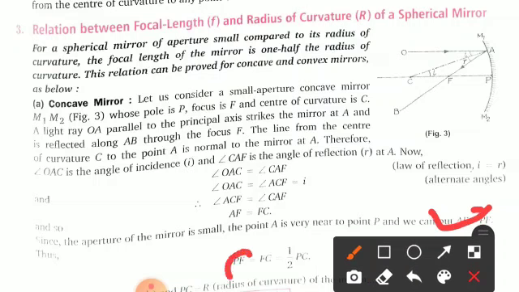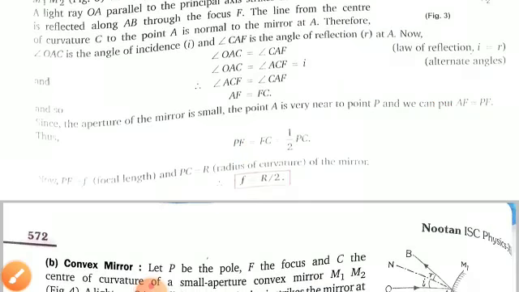So from this relation, in place of AF we put PF. So PF is equal to how much? FC, and we already studied that FC is the distance of the center of curvature to the principal focus. So we take here FC is equal to half of PC. Clear? PC is your radius of curvature. So PF is your focal length, and PC is your radius of curvature.